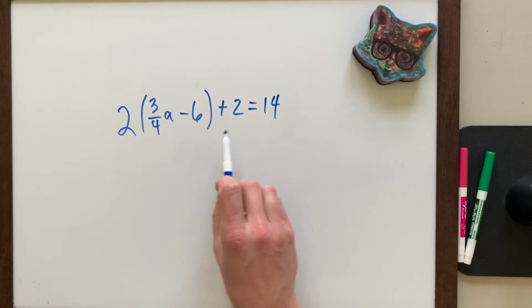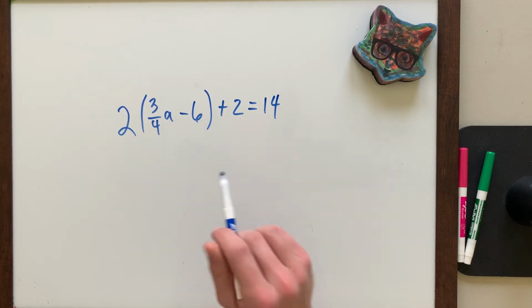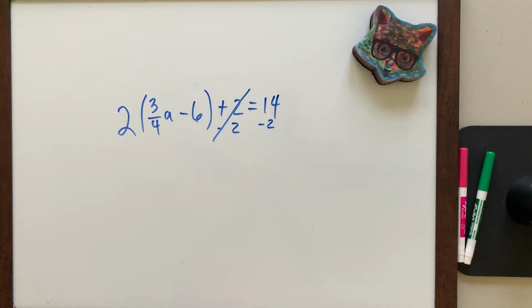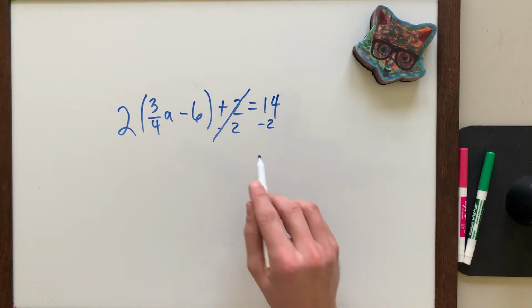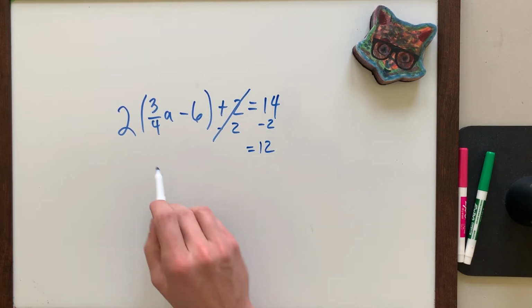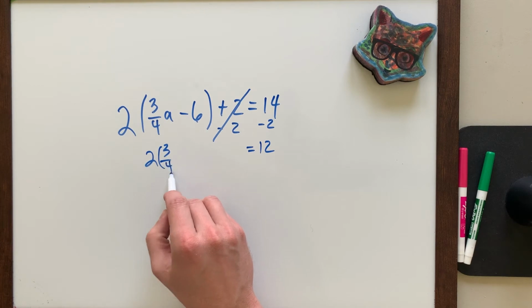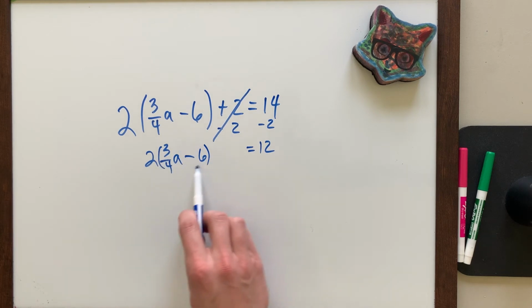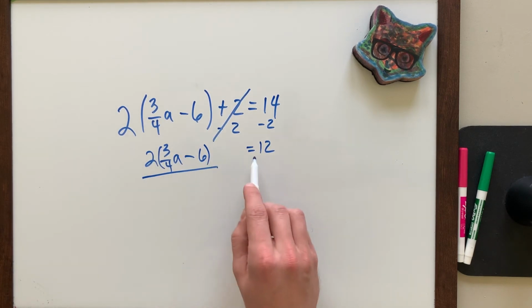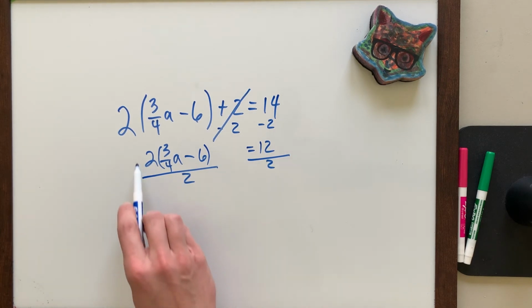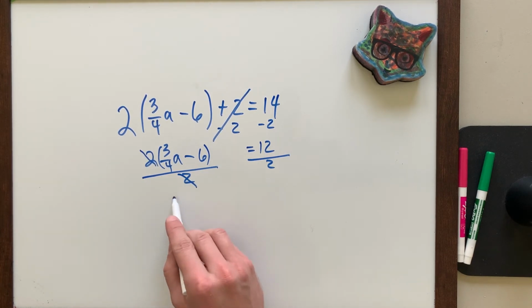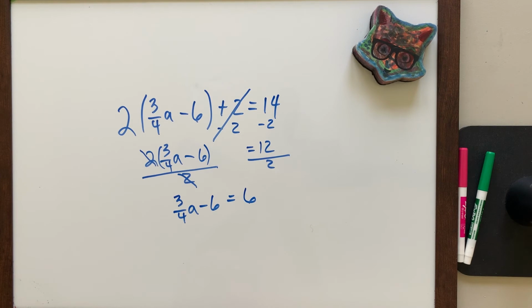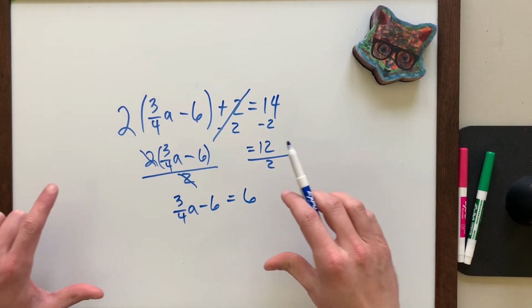We're going to start from the outside, and if we look from the outside and there's something with adding or subtracting, let's go ahead and move that first. So I'm going to subtract 2 from both sides. This is going to cancel because positive and negative 2 add to 0, and over here I get 14 minus 2 is 12, and on this side I still have 2 multiplied by 3/4 a minus 6, okay? Now, this 2 is being multiplied by everything in the parentheses, and so I can actually divide both sides of the equation by 2, and these cancel, okay? Now I just have 3/4 a minus 6 is equal to 12 divided by 2, which is 6, okay? So I keep working my way in, right?